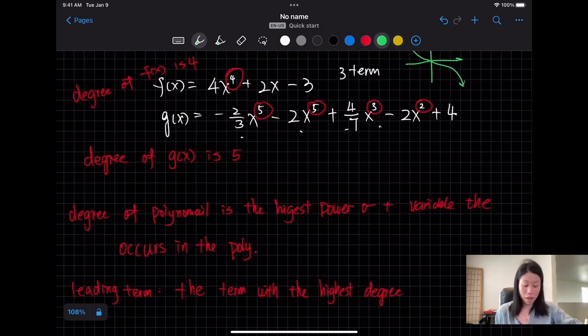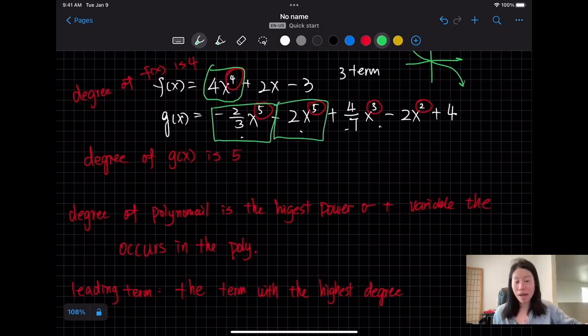So for the f of x function, our leading term is going to be 4x to the 4th. And then for the g of x function, well, you have two terms with the highest degree. One is negative 2/3 x to the 5th, the other one is negative 2x to the 5th. So which one is the leading term? You are only allowed to have one leading term.